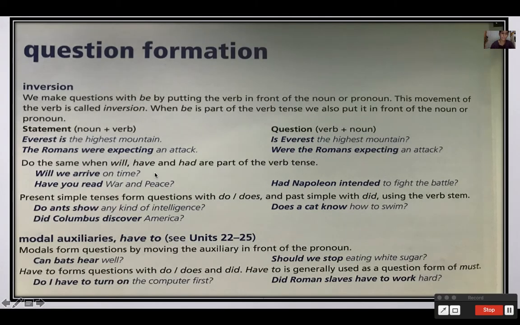Okay, let's continue. Now, on page 48, we have the topic question formation. What is question formation? First, we have the inversion. Inversion is when you switch. We make questions with be by putting the verb in front of the noun or pronoun.